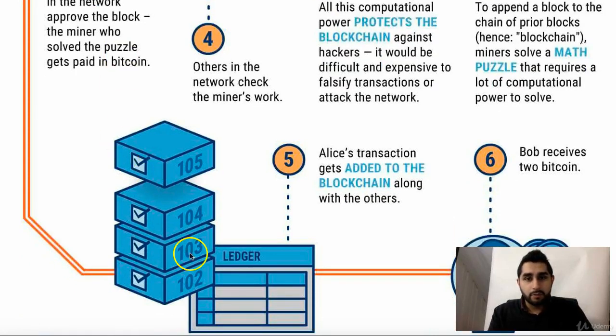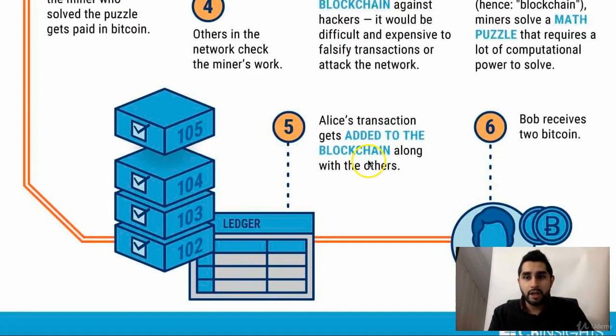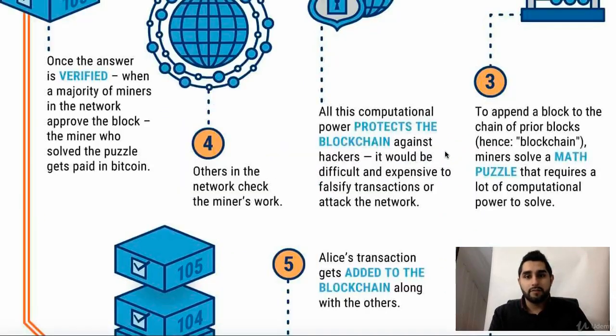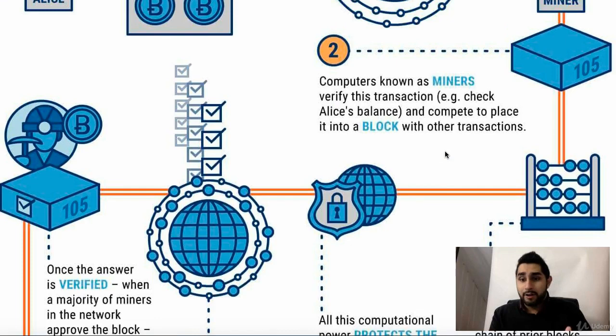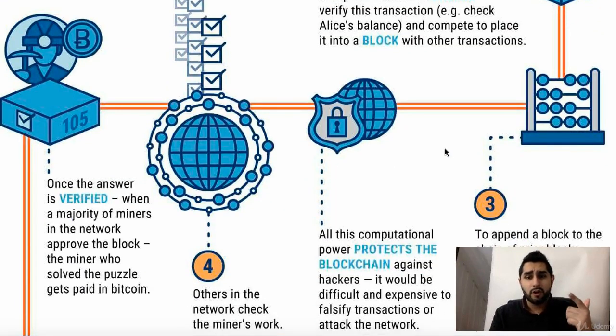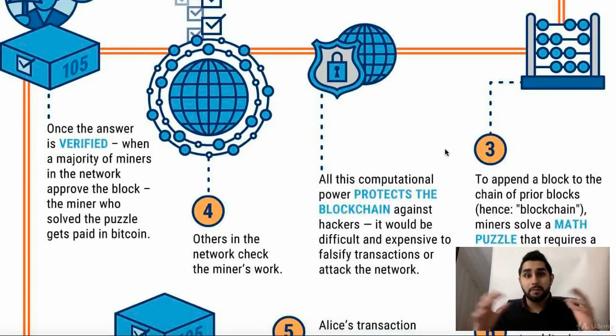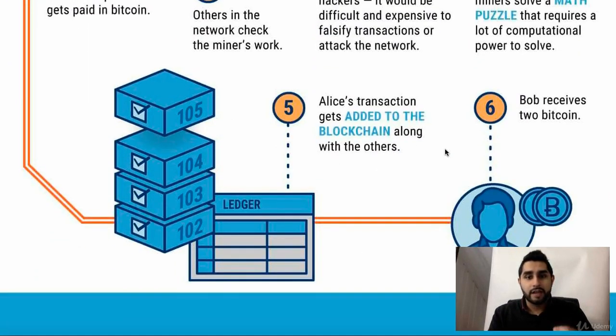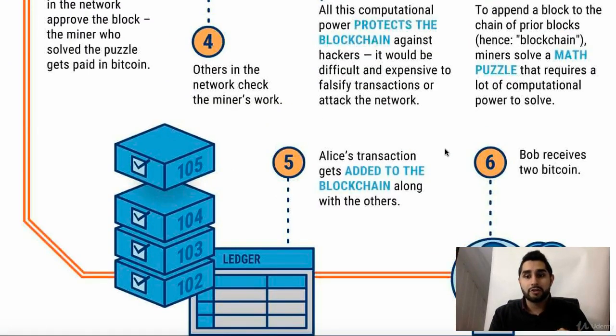So yeah, once it gets approved, it gets added to the blockchain and Bob receives it. Right? So that's the whole process. That's why miners are involved. That's what keeps it all secure. That's what protects the blockchain, right? And there are a lot of interesting ramifications that can occur now due to this decentralized situation.